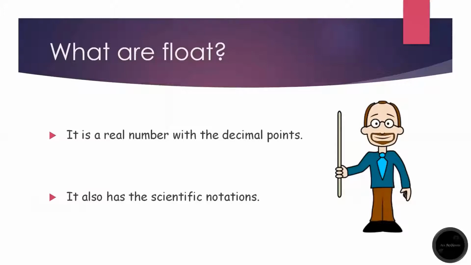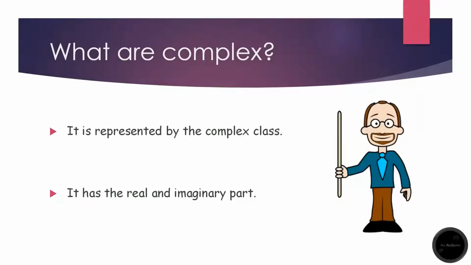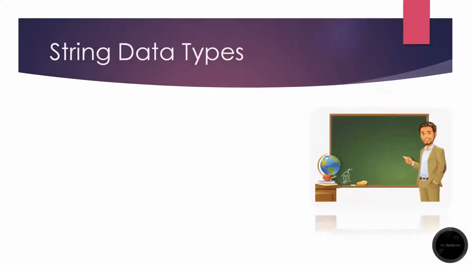Then after that, what are floats? It is a real number with the decimal points, and it also has the scientific notations. Then what is the complex number in Python? A complex number is a number which has a real and an imaginary part. It is represented by the complex class, and it takes the form a plus bj in Python. That was all about the numeric data types.